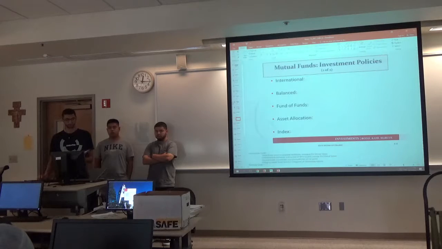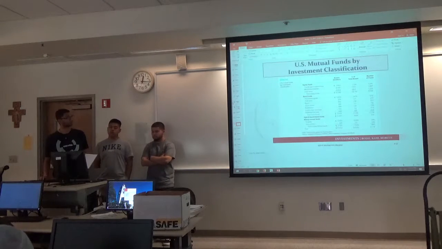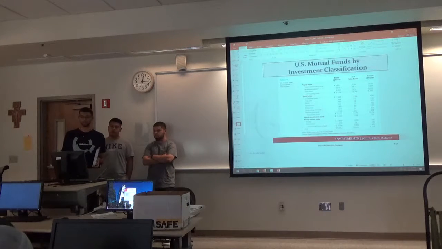Indexes, such as the S&P, just track the market and the performance of the broader market. A good one is the S&P 500. Here's just a graph of the allocations of different mutual funds. And obviously, as you can see, the total equity funds and bond funds make up most of the market.